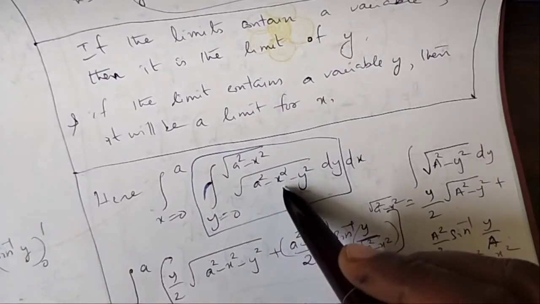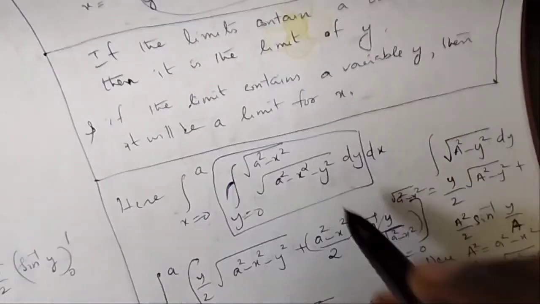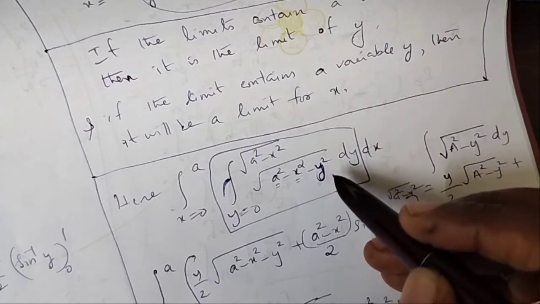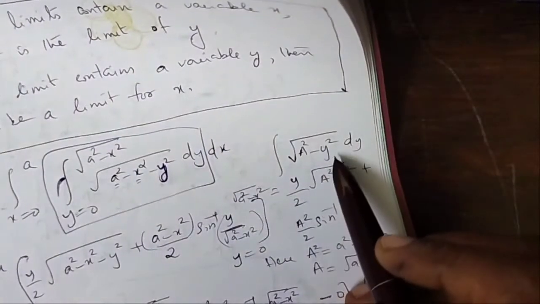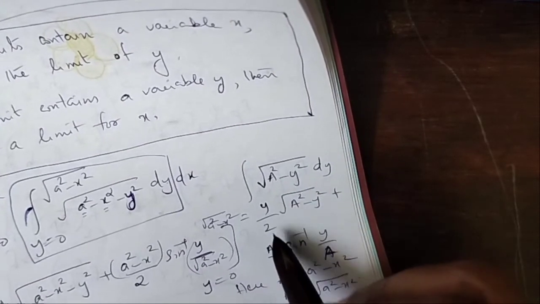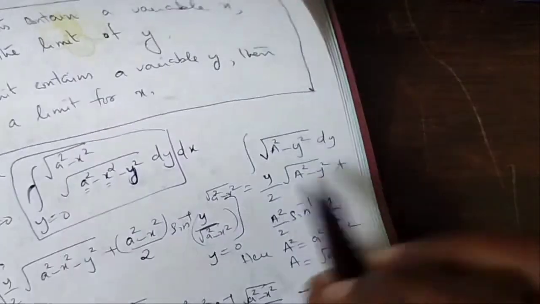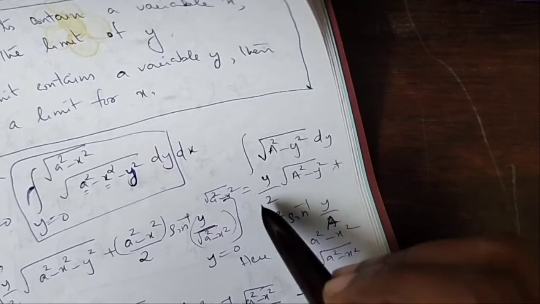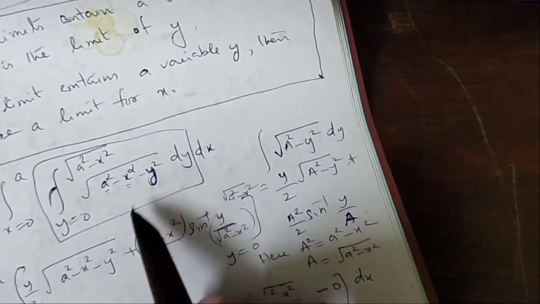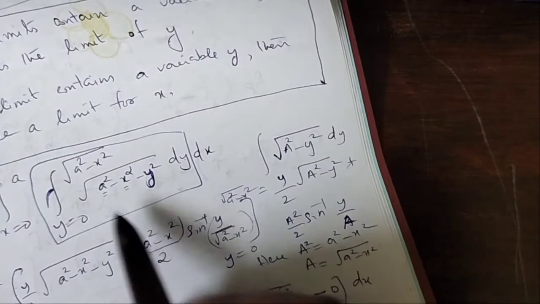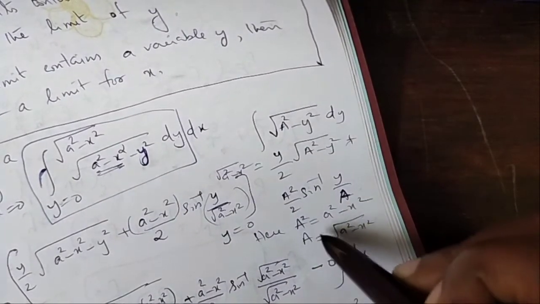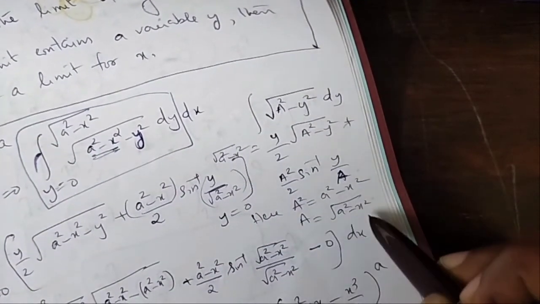What is the integral of root of a square minus x square minus y square? With respect to y, a is already a constant and x is again a constant, so y is the variable. It is like the integral of root of a square minus y square dy. The integral of root of a square minus y square is y by 2 root of a square minus y square plus a square by 2 sine inverse y by a. Here, in the place of y it is y, and in the place of a it is root of a square minus x square. So capital A square is a square minus x square, and capital A is root of a square minus x square.